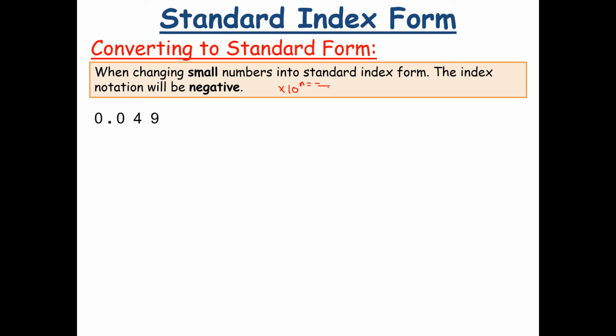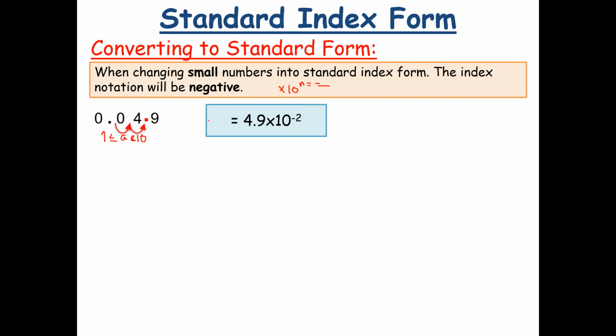So first one, we've got 0.049. So where would our decimal have to be in order for it to comply with our rule, which has to be between 1 and 10? So our decimal place would have to be between the 4 and the 9. And how many places are we moving our decimal? We're moving it once, twice. Okay, so because we're moving it twice, it becomes 4.9 times by 10 to the power of minus 2.